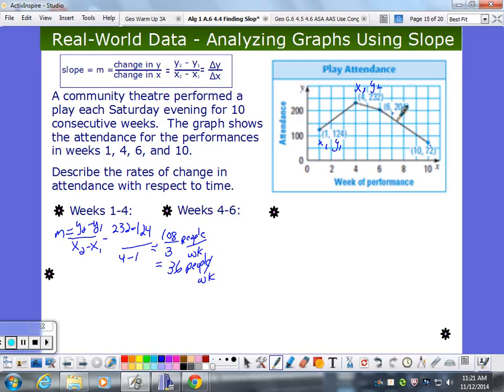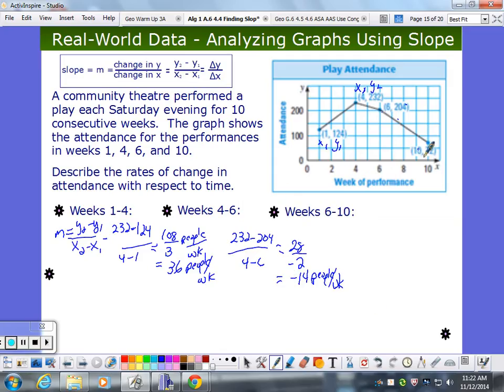Well, now I'm going to find the slope of these 2 points. So I want y2 minus y1. 232 minus, is that a 204? I think it is. And then I've got a 4 minus a 6. I'm just doing y minus y, x minus x. 232 minus 204, what's that? 4 minus 6. So what's that? Negative 14 people per week. Why is it negative? What does that mean? It's going down. So we're losing 14 people per week. So a negative slope has a value.